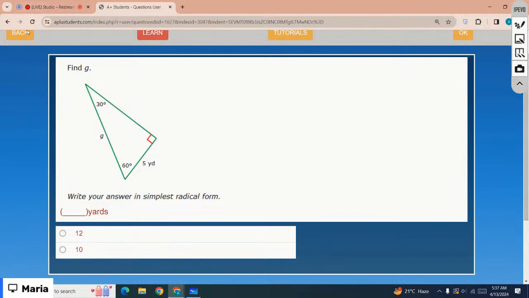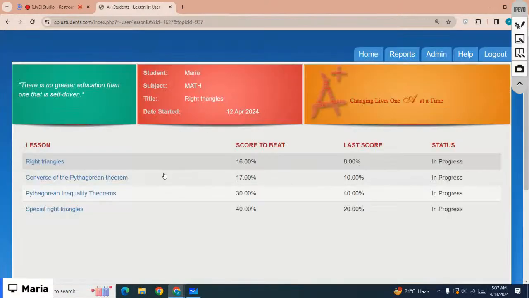Okay, you can complete the lesson by yourself later today. So we're working on grade 10 math. The chapter we're working on is right triangles. The lessons we have covered today are right triangles, converse of the Pythagorean theorem, Pythagorean inequality theorems, and special right triangles. So please make sure before the next session you complete all the practice questions for the lessons we did today. That is your homework until the next session.